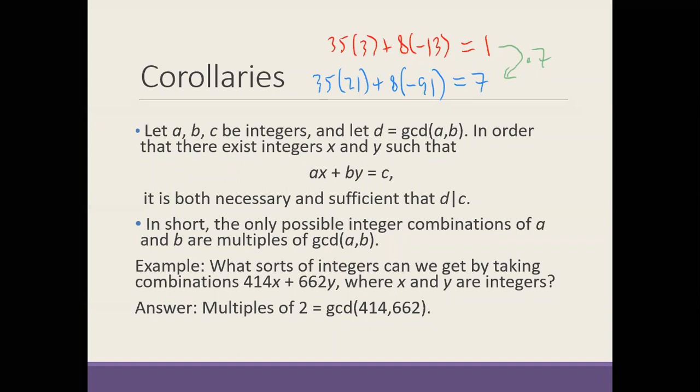Could I ever get 2 as a combination? No. Could I get 11? Sure. Could I get 22? Yes. What about negative 33? Yes. Could I get 25? No, because that is not a multiple of 11. You see what I'm saying here? That's what this corollary is getting at.